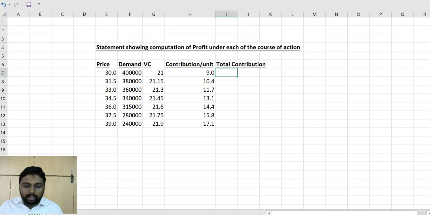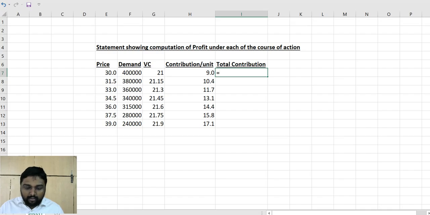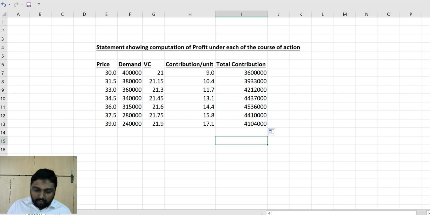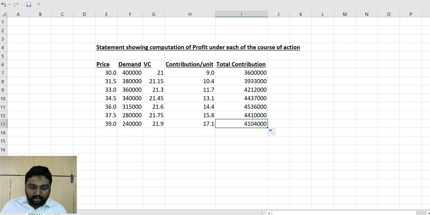What will be the total contribution? We have our contribution as 9, and we have demand as units. If you multiply, we will get the total contribution. For each of the situations, we have to take the total. If you look at this number, in which option do we have the highest contribution? Here 4 lakh 10, 4 lakh 41. Here we have 4 lakh 53. Here we have 4 lakh. Okay.